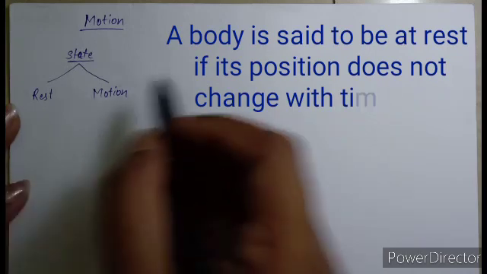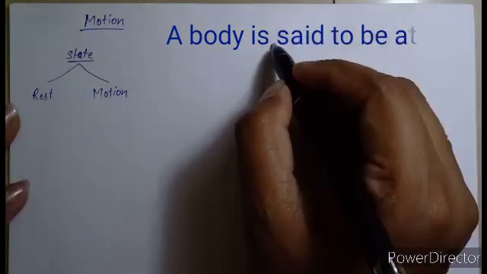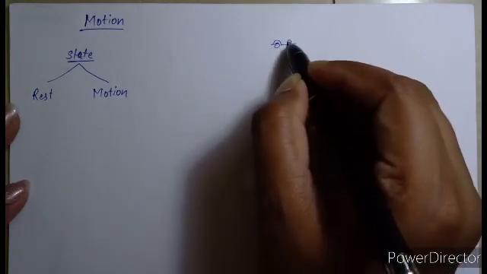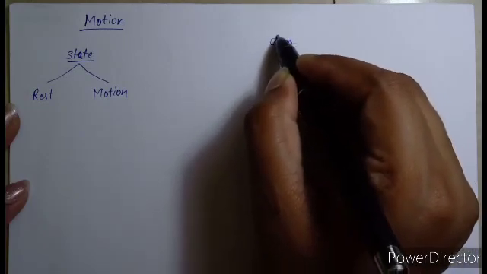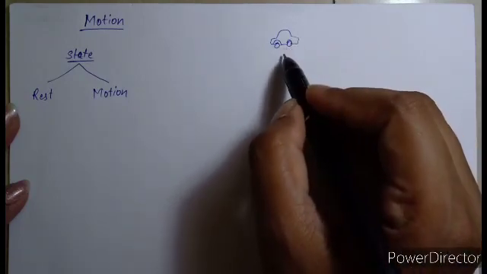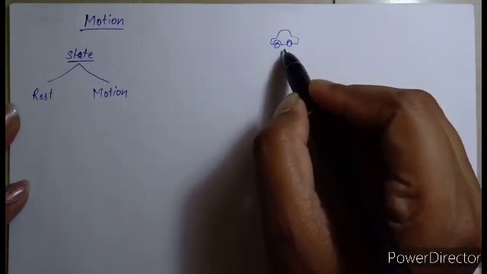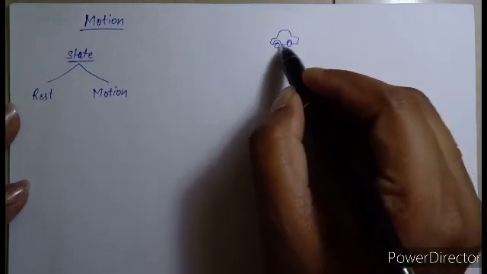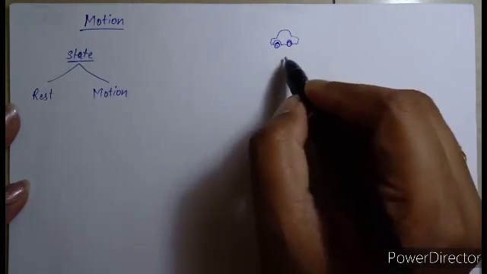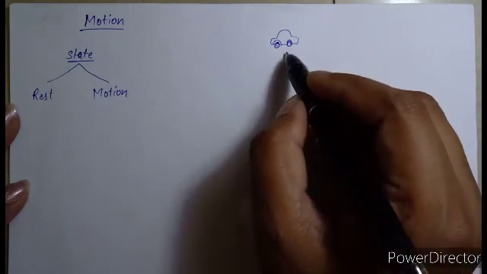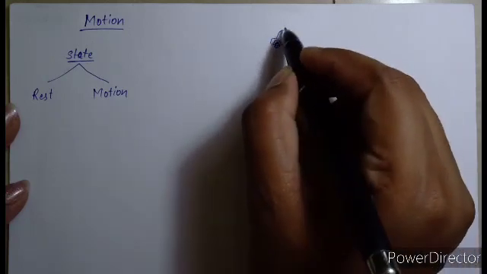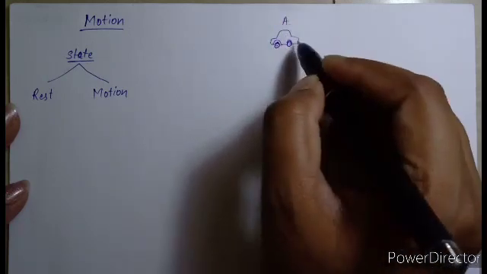It is very important because if you take a car and after a time its position does not change, means after a little while also it will be staying here only, then its position does not change, then we will say that the car A is at rest.